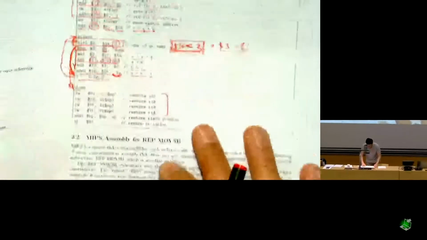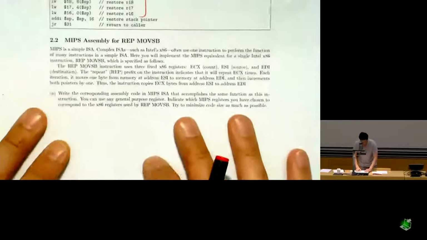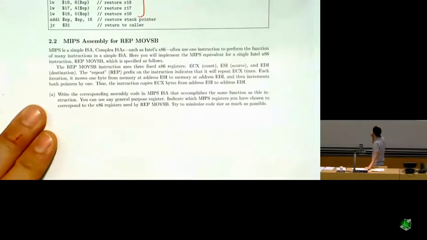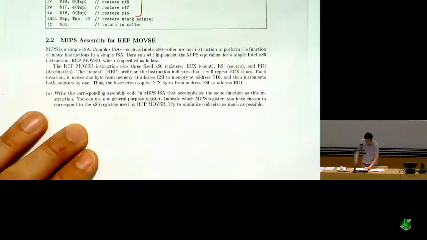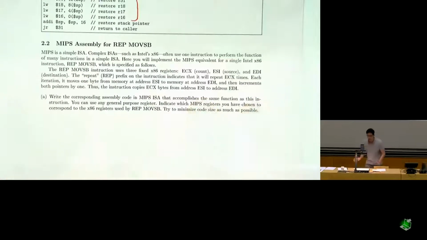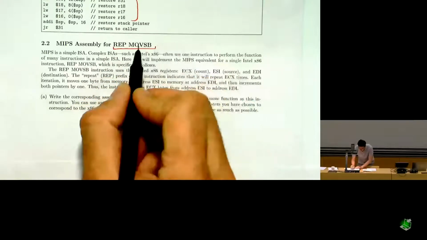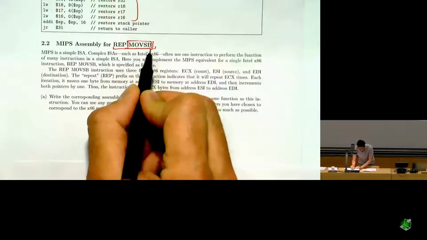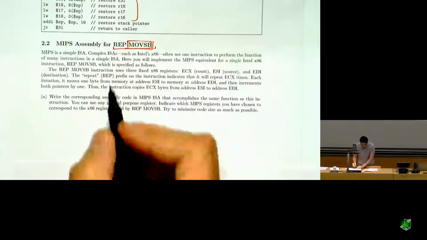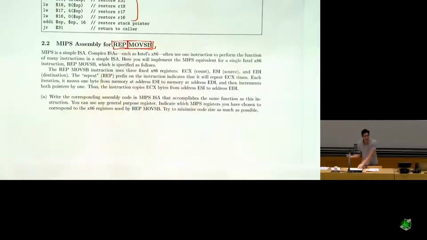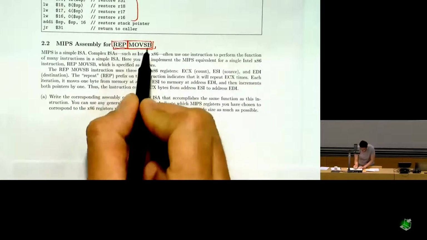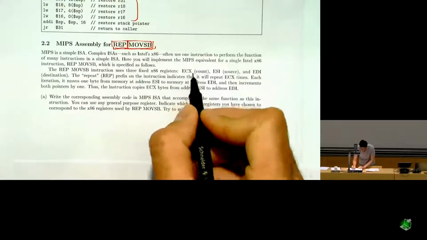Okay, let's go to part 2. And here, MIPS assembly for rep movsb. So here we are asked to write some MIPS code that is going to do essentially what one x86 instruction does. This x86 instruction is rep movsb. The movsb part means that we are moving bytes, and the rep part means that this is going to be repeated several times. This instruction has 3 registers.